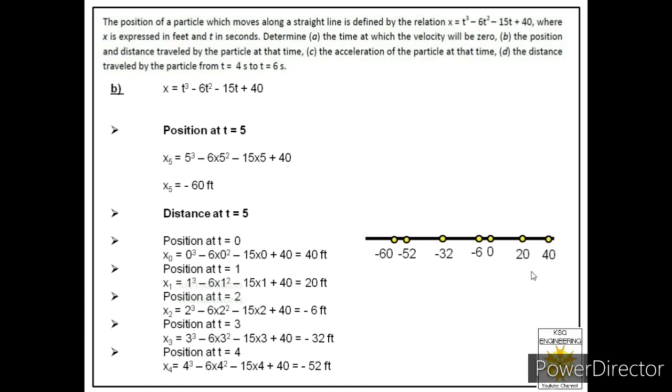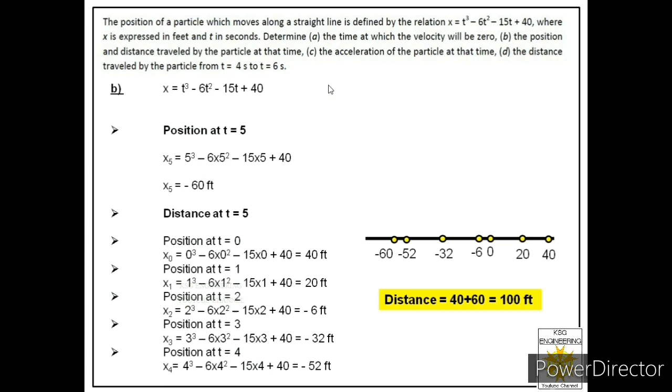At t equal to 1 it was at 20, then at minus 6, at minus 32, minus 52, minus 60. So it means the particle was moving towards one side only, that is towards left. So distance traveled will be equal to 40. The particle has covered 40 feet first, then the particle has covered 60 feet on the left of the origin. So total distance traveled by the particle is 100 feet at t equal to 5 seconds. So we have got the answer for B part also.